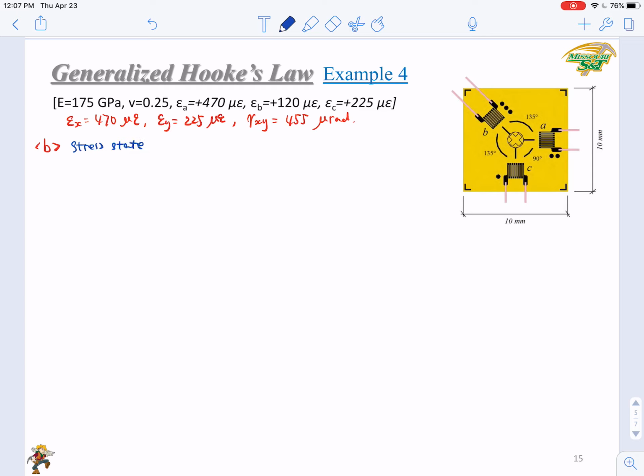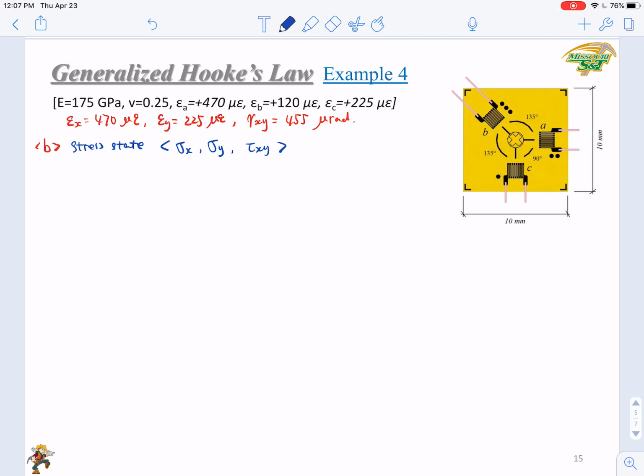What we're determining here is sigma x, sigma y. Is there sigma z? Again, this is a plane stress, so no sigma z. Sigma z just equals 0. Then tau xy. We're determining these three components at this point. This is plane stress. From plane stress, we just use the plane stress equations.